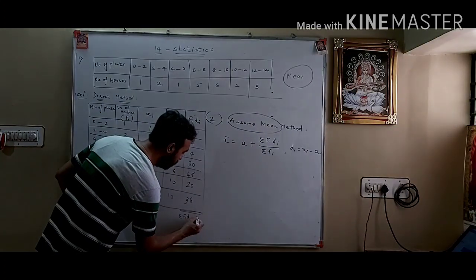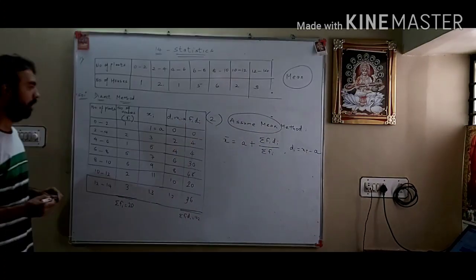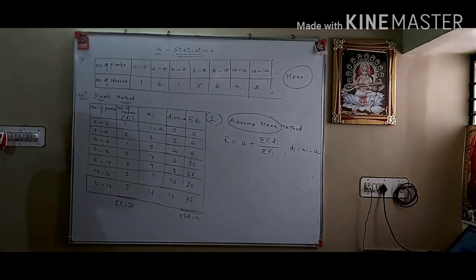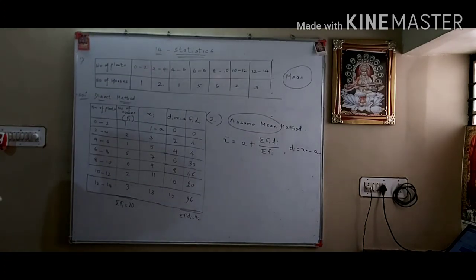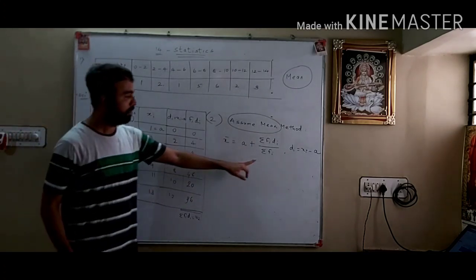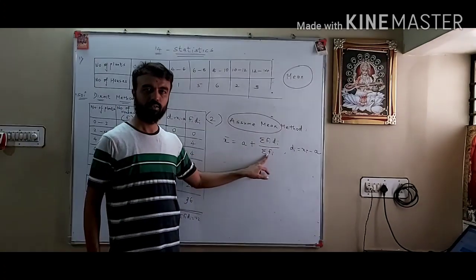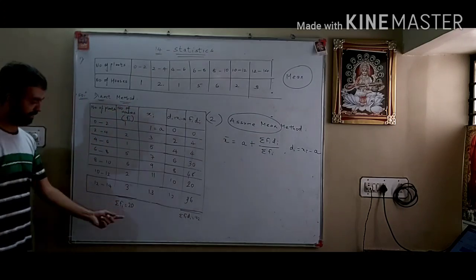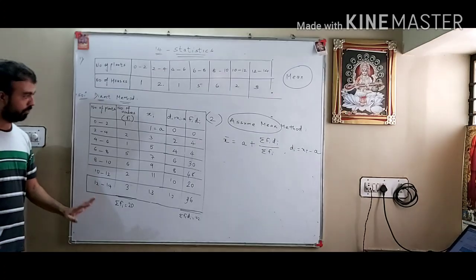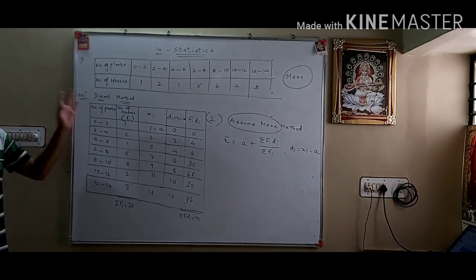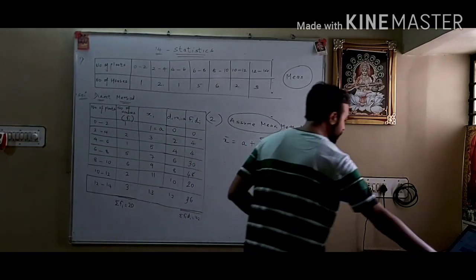So the addition over here comes to 142. Okay, 142. So this is the addition over here. What else do you want? Sigma Fi. Sigma Fi we have already done; it is 20. So now we have everything. Now it is time to put the values in the formula.